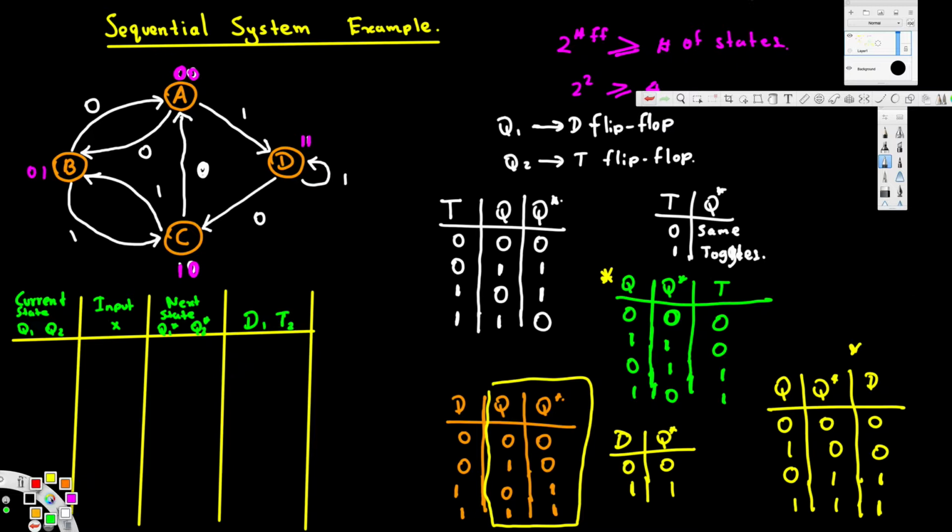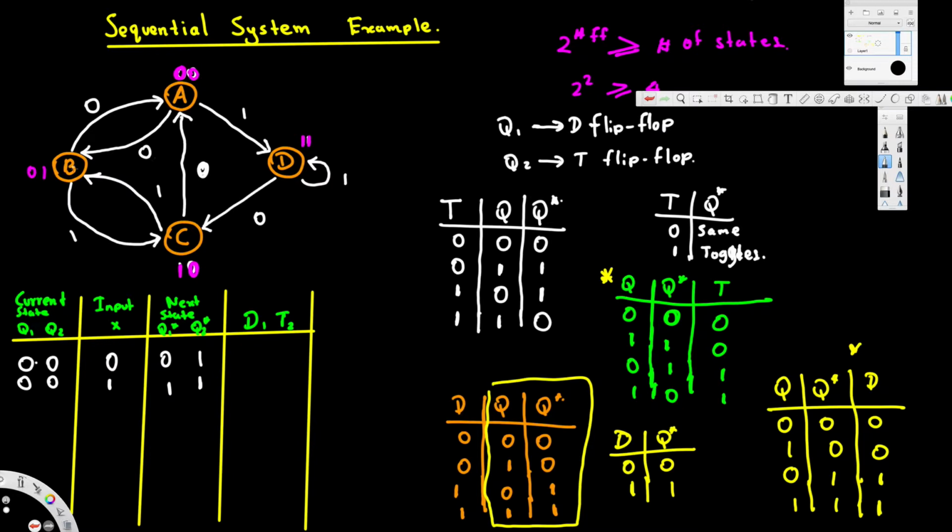Okay, now let's look at the current state. Here we have 4 states. So we have 00, 01, 10, 11. Let's start with 00. At 00, when the input is 0, what are we going to get? If it's 00, it's A. When A gets input 0, it goes to 01. Then let's look at 00 when the input is 1. It's going to go to the next state, that is 11.